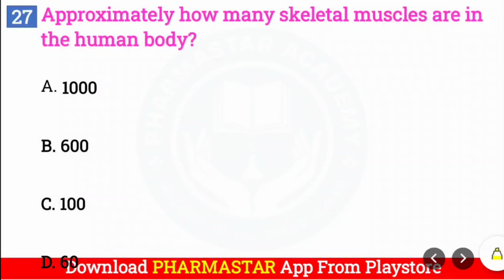The next question. Approximately how many skeletal muscles are in the human body? Option A 1000, B 600, C 100, D 60. The correct answer is option B, 600. The human body contains over 600 skeletal muscles. These muscles are attached to the skeleton and are responsible for voluntary movements like walking, lifting and talking. The correct answer is B, 600.